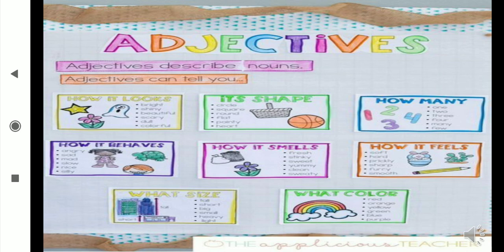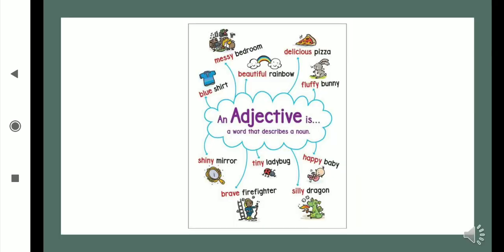If you take the example of our class, which kind of class do we have? Bright class. And class is a noun. About this noun we are getting more information by using one word, that is bright. And this bright comes under the category adjectives. Well done, students.